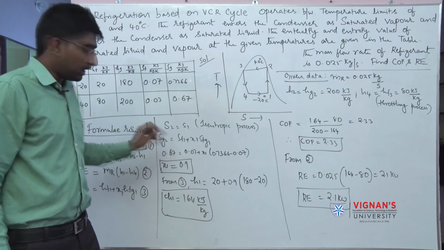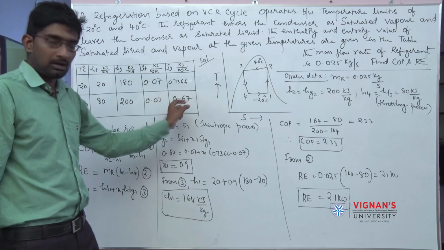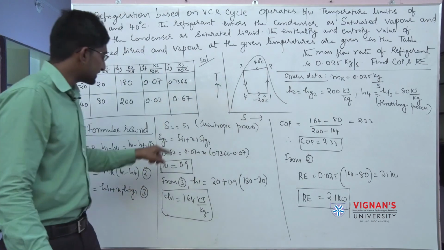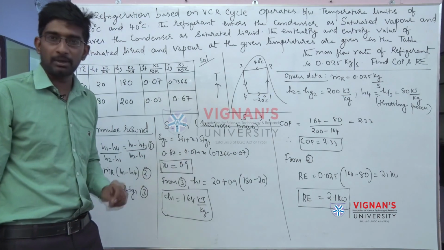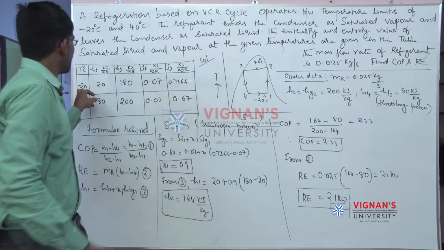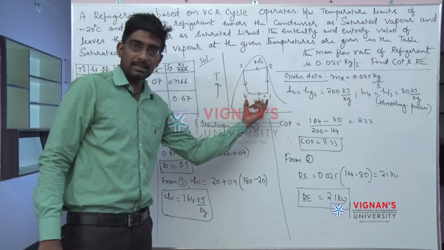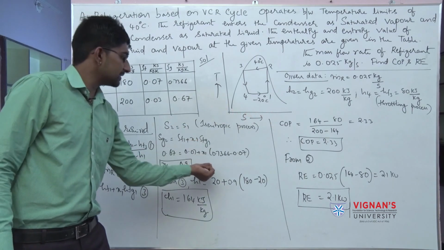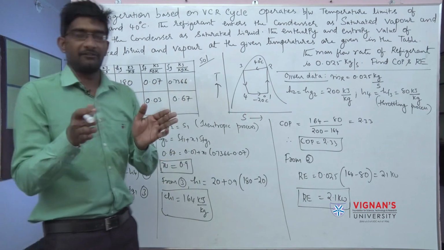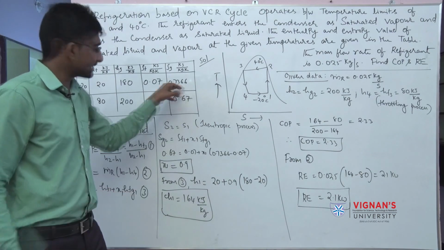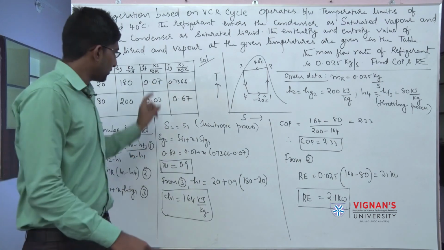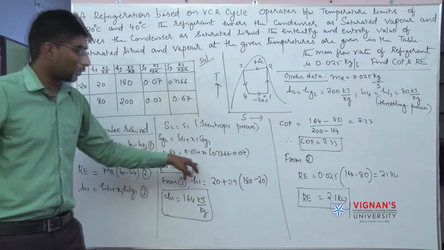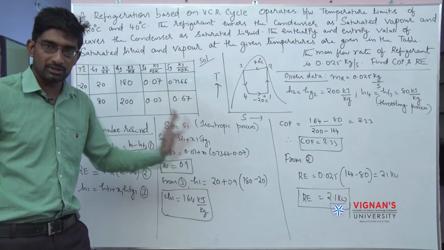So Sg2 I have taken as 0.6 from the table. This is corresponding to 40 degrees. Next, Sf1 equal to 0.07 kilojoule per kg Kelvin. So I have taken this corresponding to -20 because the temperature corresponding to point 1 is -20. Sfg is nothing but the difference between Sg and Sf. So Sg is 0.366, Sf is 0.007. So now when you plug in the values of all these, you will end up with x1 equal to 0.9. So you don't have units, therefore you just have a number.